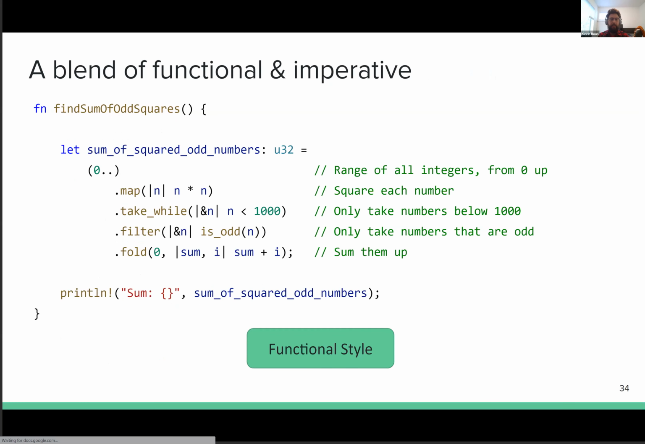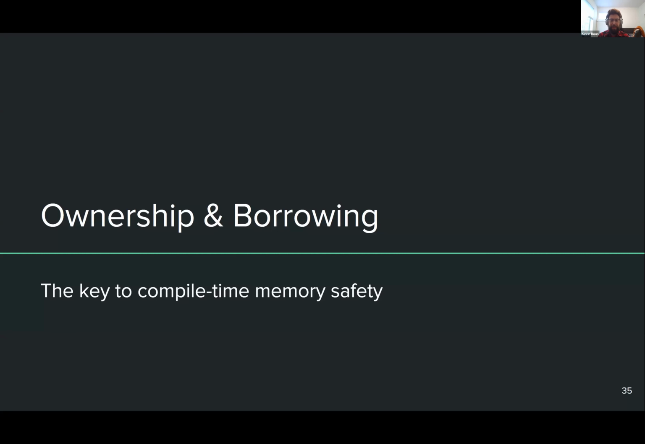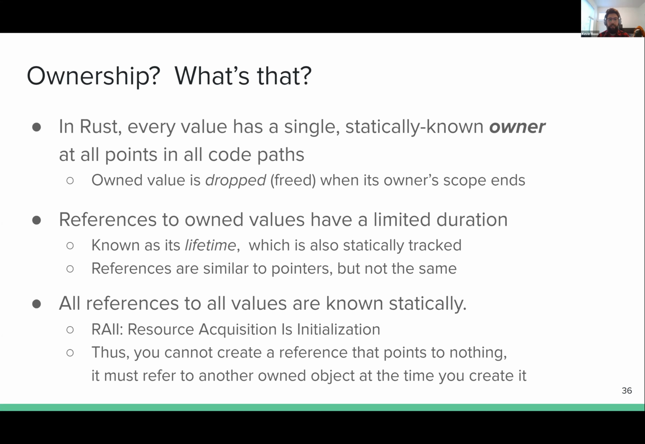Okay, so now let's get to the actual meat of Rust, the notion of ownership and borrowing, which in Rust is the key to ensuring memory safety at compile time. So what is ownership? Every value in Rust has a single owner, and that's statically known, meaning it's known at compile time, for all times, all points, and all code paths. And then the owned value will be implicitly and automatically dropped, which is basically Rust's term for freeing or destroying something, when that owned object falls out of scope.